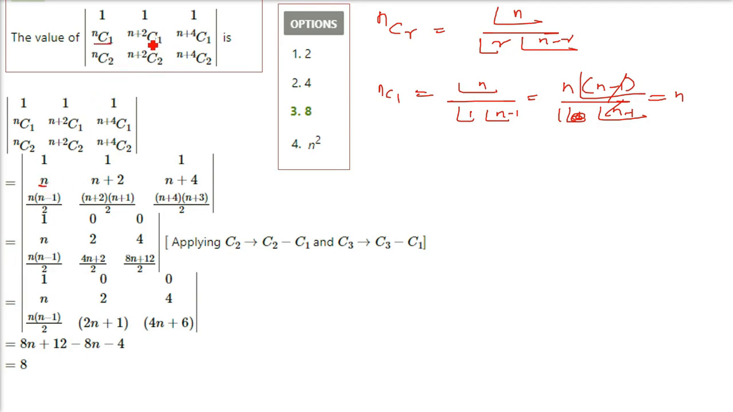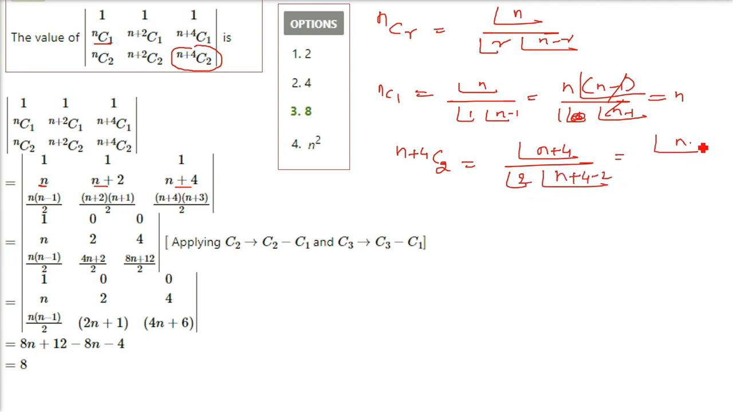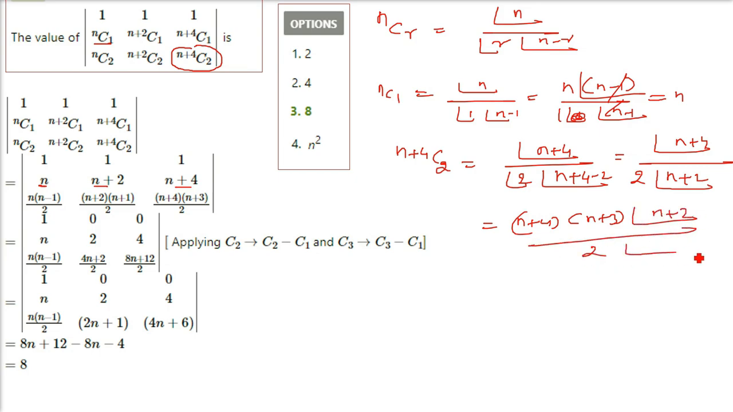Now N plus 2 C1, N plus 4 C1, you know how to do all these, but let us do one more so that you understand better and complete how NCR is done. I'm taking N plus 4 C2. This is factorial N plus 4 divided by factorial 2 and factorial N plus 4 minus 2, that is N plus 2. So you can take N plus 4, then N plus 3, and then factorial N plus 2. Division 2 factorial N plus 2, this gets cancelled. You get N plus 4 times N plus 3 by 2.